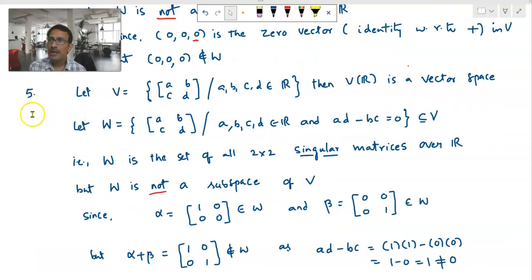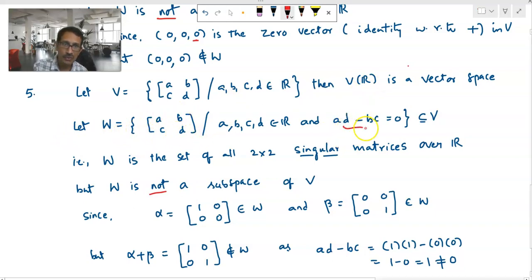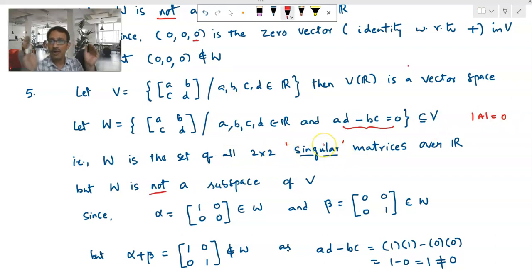Now see this example 5. In this example I again consider the vector space of 2 by 2 matrices over the real numbers R. Now W is the set of all 2 by 2 matrices with a special condition. What is that condition? AD minus BC is equal to 0. What does this condition mean? It means they are singular matrices. You know what AD minus BC is for a 2 by 2 matrix? It is the determinant, right? Det A is 0. When det A is equal to 0, such matrices are called singular matrices. So I consider only the set of all singular matrices in V as a subset.